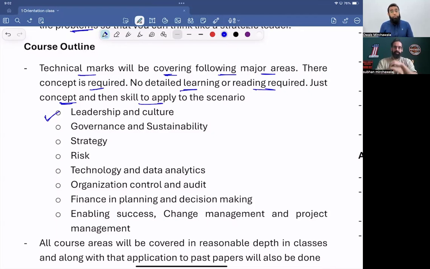You might be thinking which topic is important. Is leadership important, governance important, strategy important, risk important? Sometime maybe in 2024 he gave strategy, sometime in 20... No. In every attempt, you will see the blend of all these.